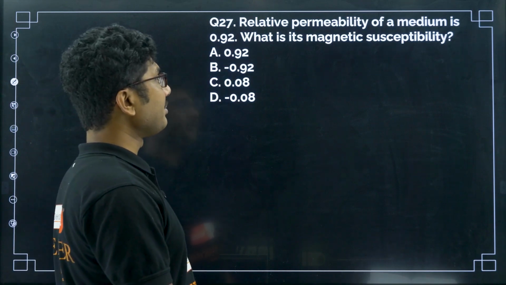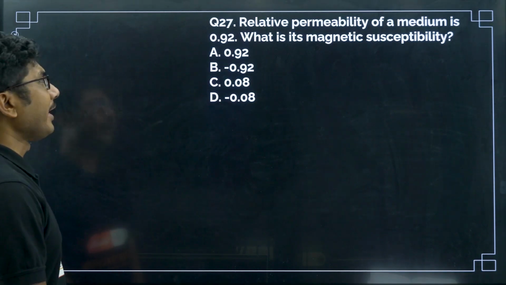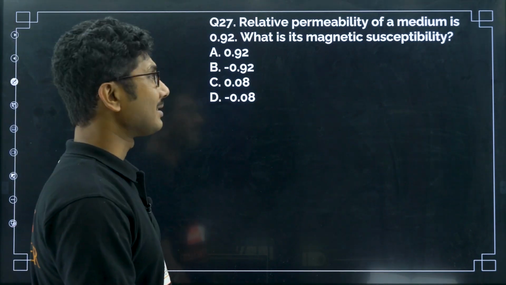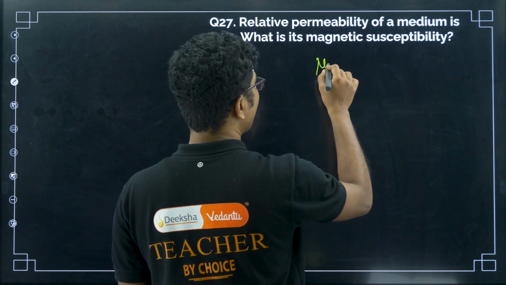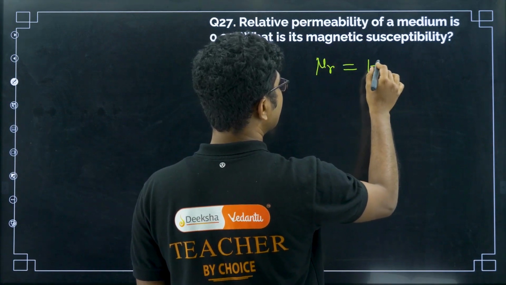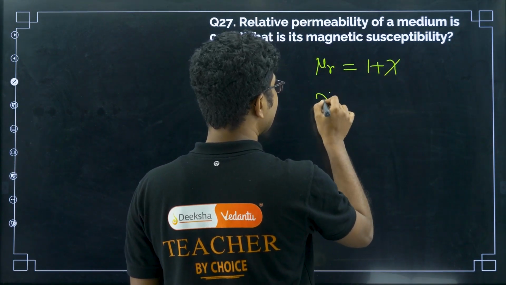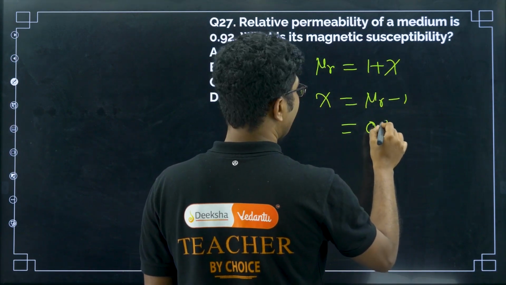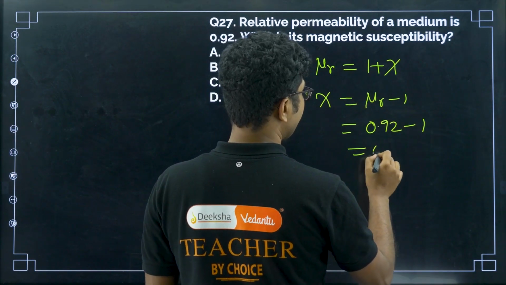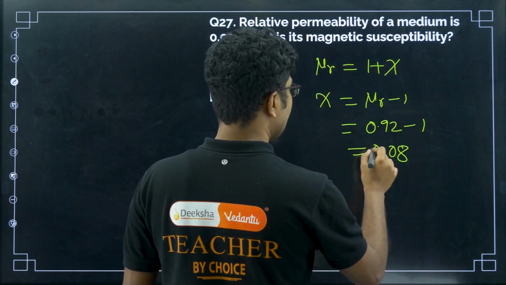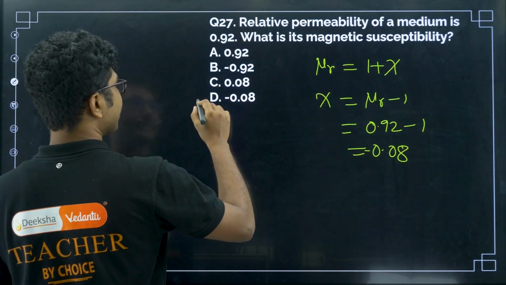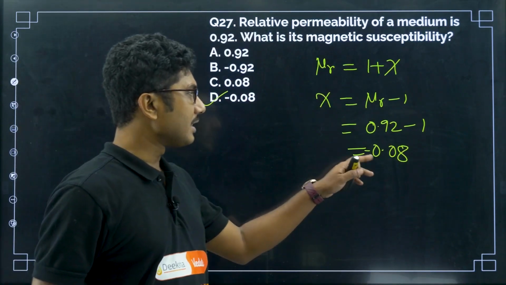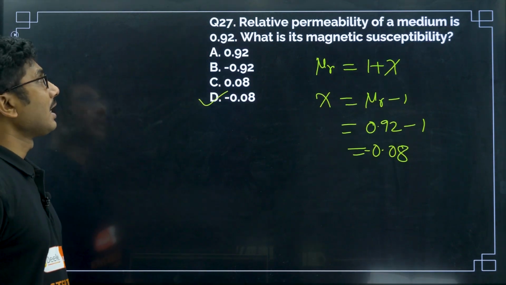The relative permeability of a medium is 0.92. What is the magnetic susceptibility? Again the same formula, mu r is equal to 1 plus chi. So chi is basically mu r minus 1, mu r is given 0.92 minus 1, so it will be minus 0.08. So, basically it is a diamagnetic substance, because the answer is coming out to be negative, right.